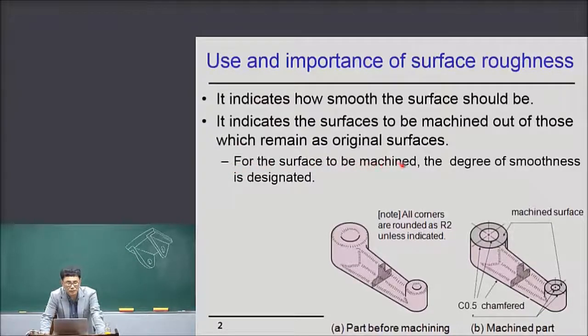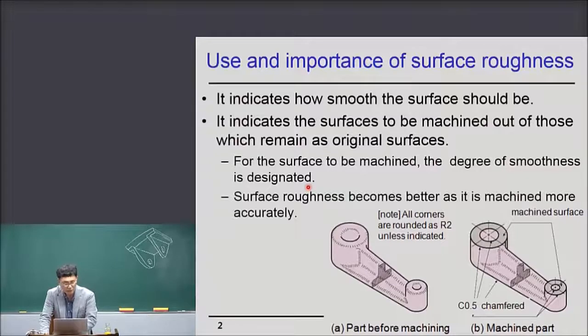for the surface to be machined, the degree of smoothness is designated as surface roughness, and the surface roughness becomes better as it is machined more accurately, right? So this is the use. This is the main use of surface roughness in the product drawing.